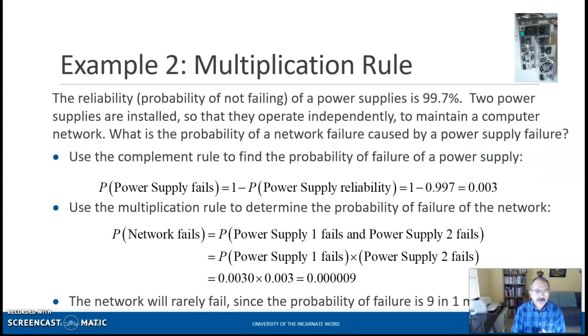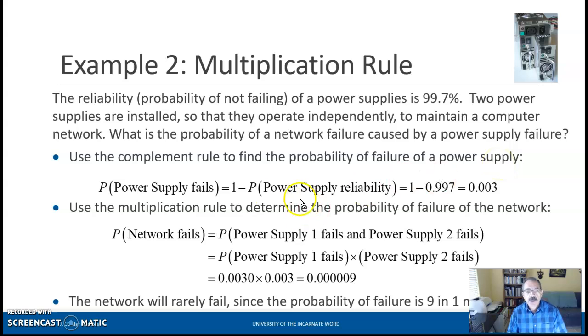In this case, we're looking at the reliability, that is the probability of not failing, of a power supply. This is the part that provides power to computers. And the reliability of these power supplies is 99.7% or 0.997. Now, two power supplies are installed so that they operate independently and they are used to maintain a computer network. So the question here is, what is the probability of a network failure caused by a power supply failure?